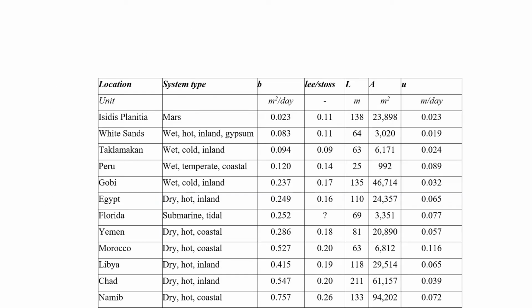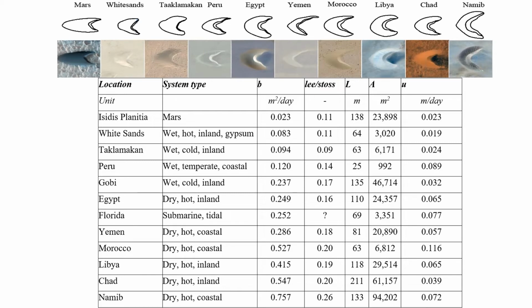So this is a compilation of all the data sets that I measured. There's 12 in total. 10 of them are Aeolian dune fields on Earth. One of them is on Mars. Another one is the Florida data set, which is underwater. It's a tidal barchan dune field. And they all have their own unique value for scale adjusted migration rate. Like Mars has the lowest one, the highest one is in the Namib Desert.